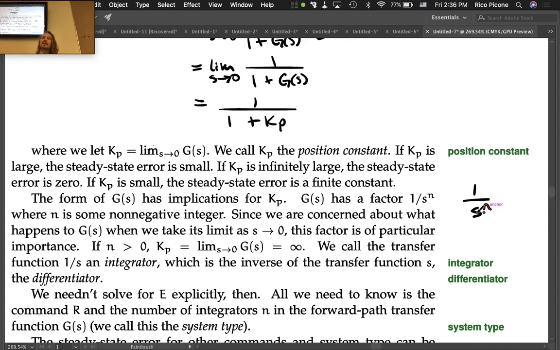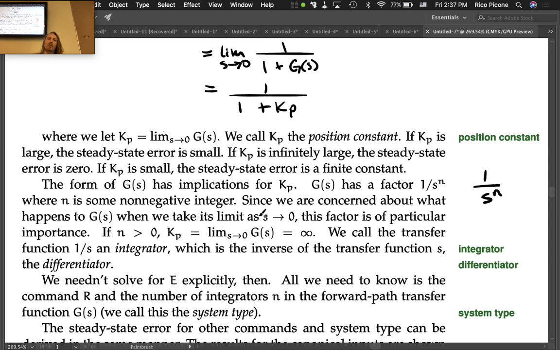Otherwise, these s's are things you can factor out of the denominator, right? These s's can be factored out of the denominator, and that is what we're looking at here, these factors of 1 over s. Since we're concerned about what happens to g when we take the limit as s goes to 0, this factor is of particular importance. So if there is an s you can factor out here, if s goes to 0, for instance, then that's going to make this fraction infinitely large, right? That's important. We're about to look at that.